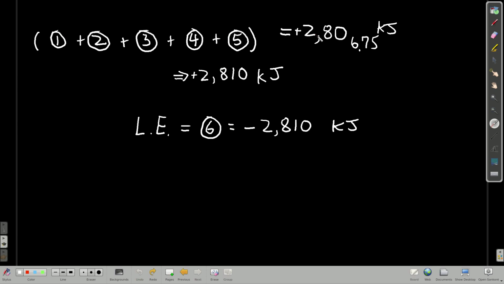Finally, what we want, the energy for step 6, which is the lattice energy, is negative the sum of these. If we add 1, 2, 3, 4, and 5 up, we get 2,810 kilojoules. And the lattice energy is negative of that, so we get negative 2,810 kilojoules for the lattice energy of lithium oxide.